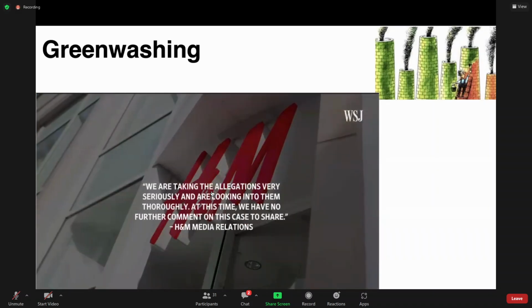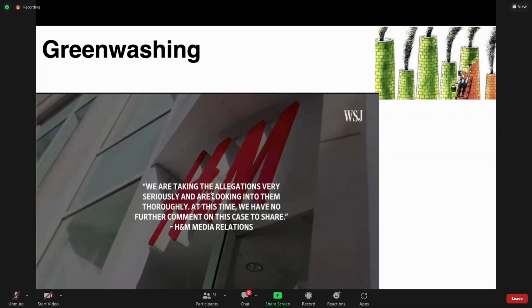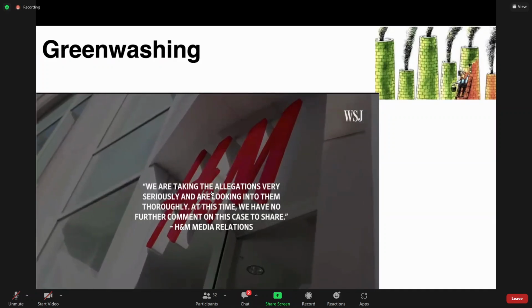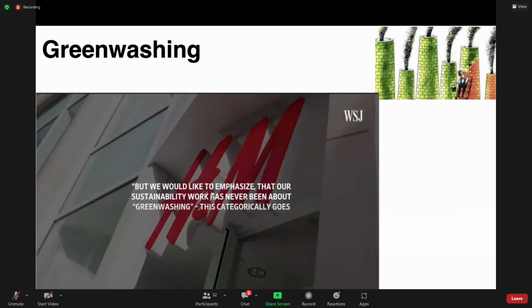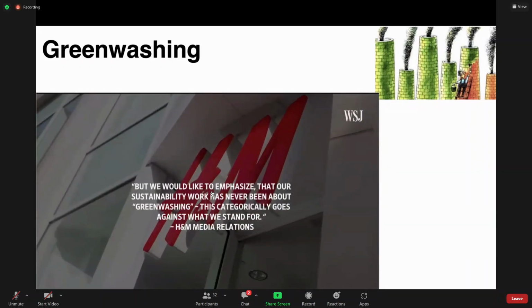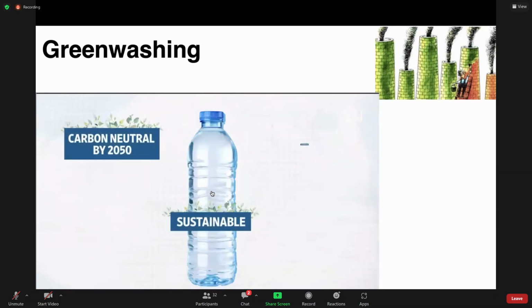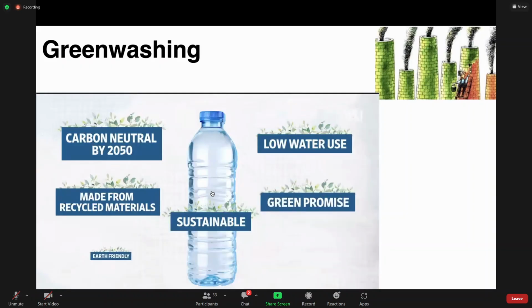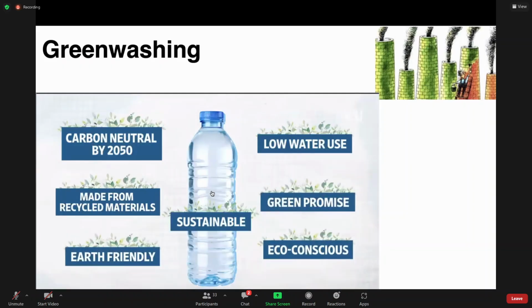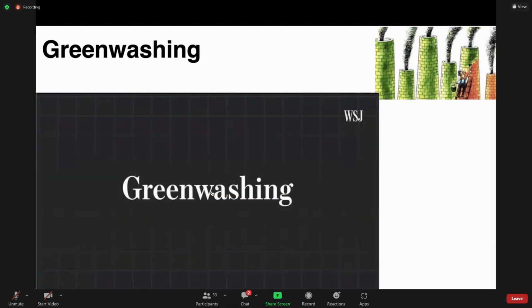The case is still ongoing, and H&M says it's taking these allegations very seriously, is looking into them thoroughly, and that its sustainability work has never been about greenwashing. Here's how a lack of transparency with consumers, long timelines, and weak environmental goals can all be signals of greenwashing.